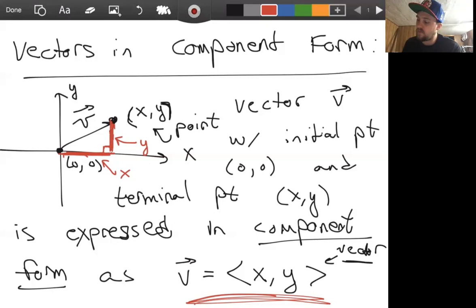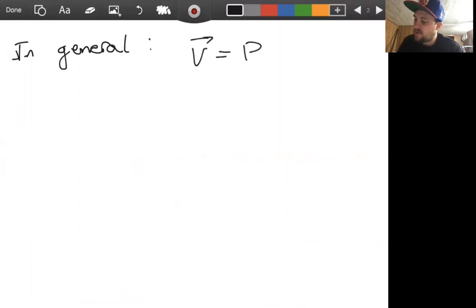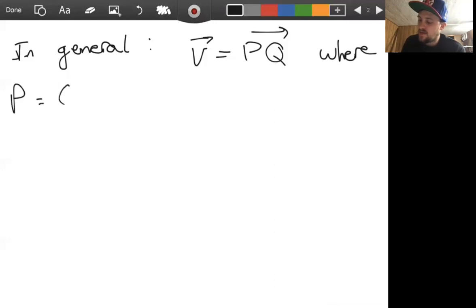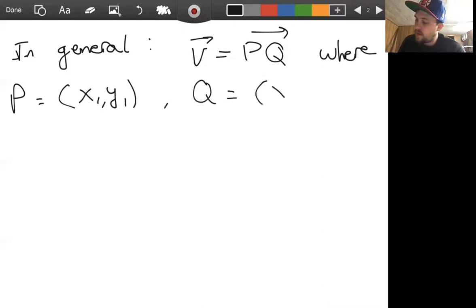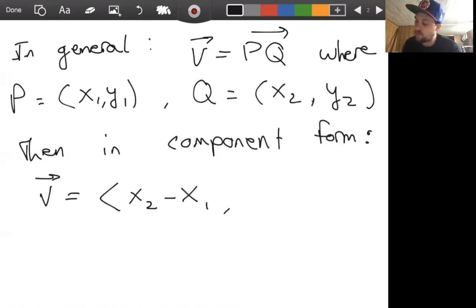And so this generalizes, right? This was a vector with an initial point at the origin. In general, let's say v is the vector starting at point P and ending at point Q, where P is the point, let's say, (x1, y1), and Q is the point (x2, y2). Well, then in component form, v is expressed as the difference of the x components, right? So x2 minus x1, and then in the y, it's y2 minus y1.